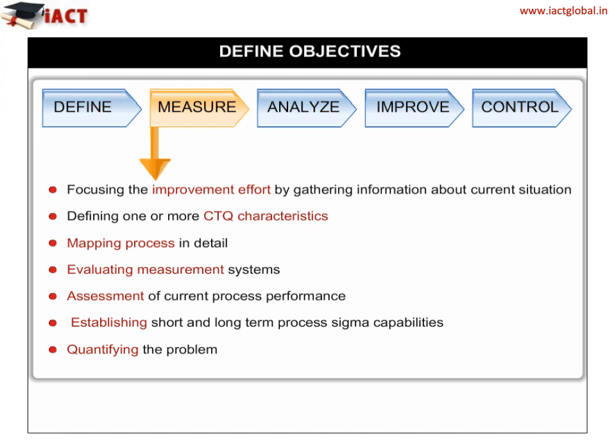Objectives. The primary purpose of the measure phase is to focus the improvement effort by gathering information about the current state of the process. The purpose of the measure phase is sixfold. 1. To define one or more CTQ characteristics. 2. To map the process in detail. 3. To evaluate the measurement systems. 4. To assess the current level of process performance, to establish a baseline capability. 5. To establish the short and long-term process Sigma capabilities. 6. To quantify the problem.